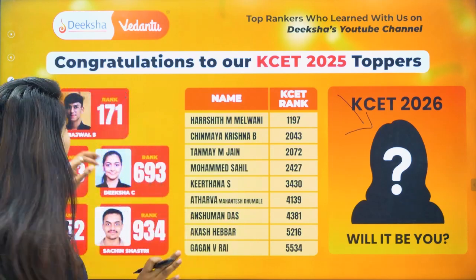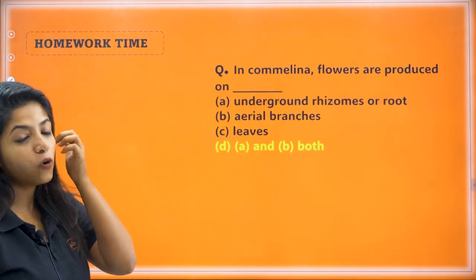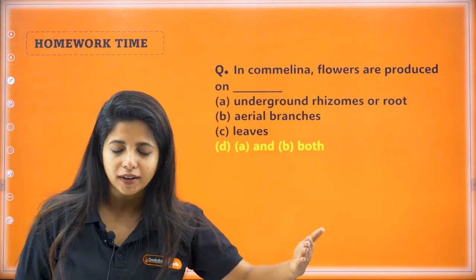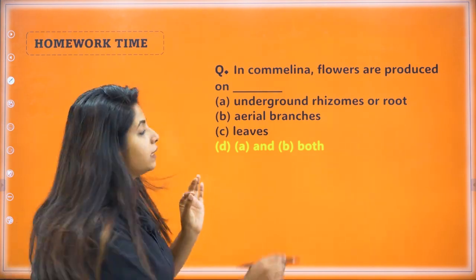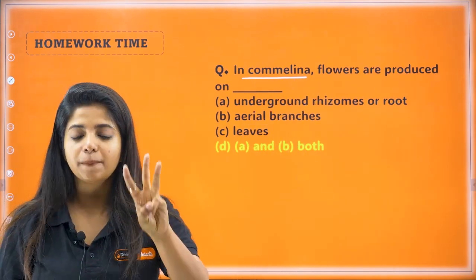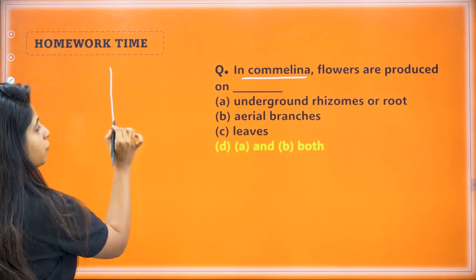Okay, and I'm telling you, you actually could be able to do it. Coming ahead with the homework question that I gave. So in Commelina, flowers are produced on... So first of all, what is Commelina? Commelina, Oxalis and Viola. These 3 plants are examples of plants that have 2 types of flowers.